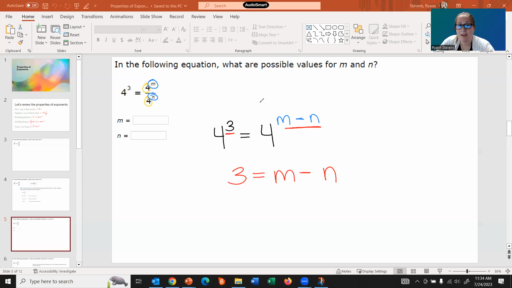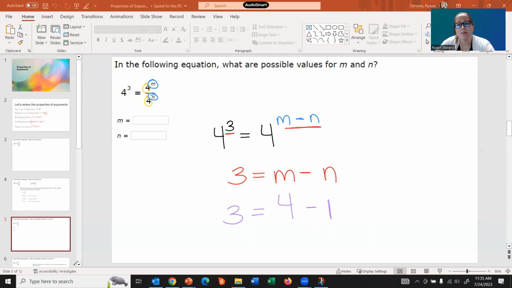And so in this case, we want our number, the bigger number that we're subtracting the other number from, to be larger than 3. So we could say, okay, 4 is larger than 3. And then we can say, what can we subtract from 4 to get to 3? And we could say that would be -1.